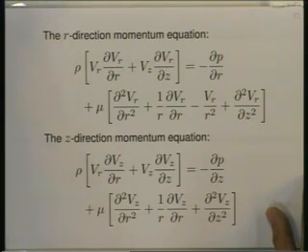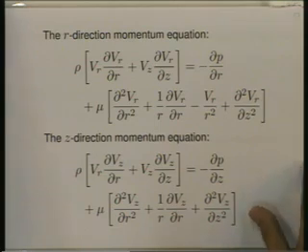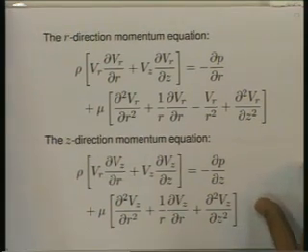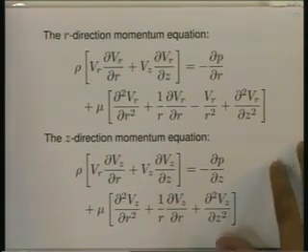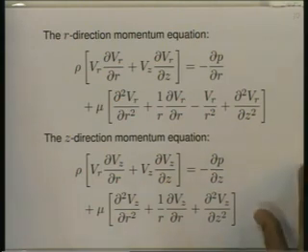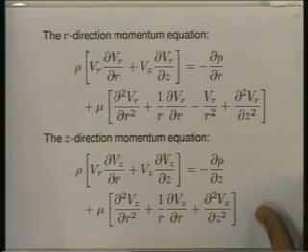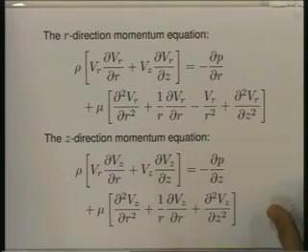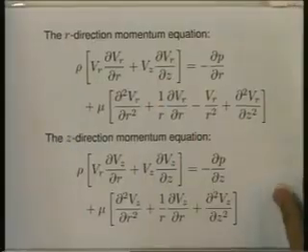So, you will notice that even in simple two-dimensional laminar flow situations, we have three equations, a continuity equation and two momentum equations, to be solved for the three unknowns Vr, Vz and P for the cylindrical polar coordinates, and Vx, Vy and P for the Cartesian coordinate systems.